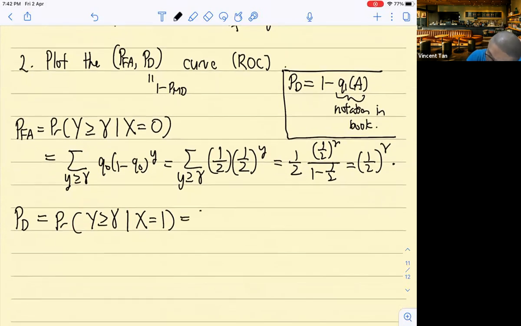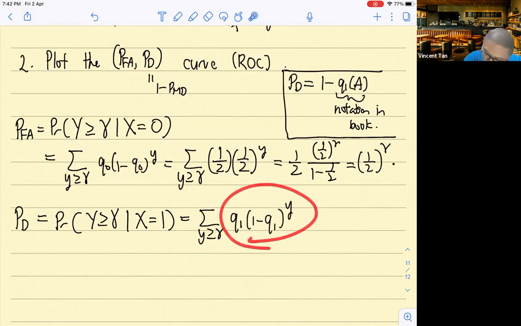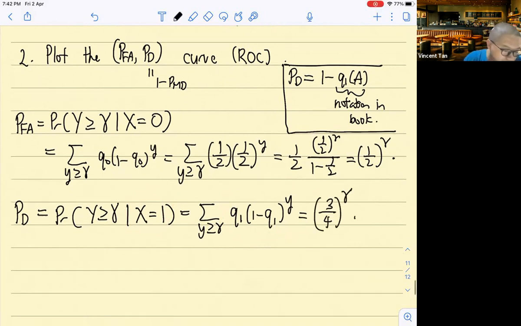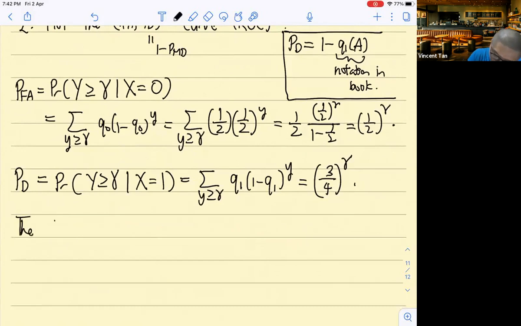So now we have to sum over all possible values of y bigger than gamma of the probability measure corresponding to x equals 1, which is equal to q1, 1 minus q1 raised to the power of y. This is the probability distribution when x is equal to 1. After all is said and done, I'm not going to do all this algebra, you will get 3 over 4 to the power gamma. These are all arithmetic that I'm not going to talk about.